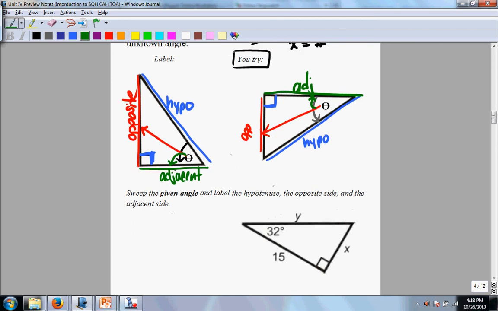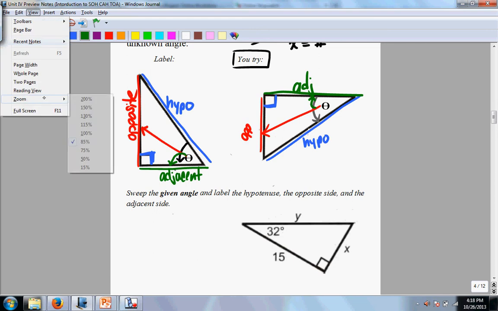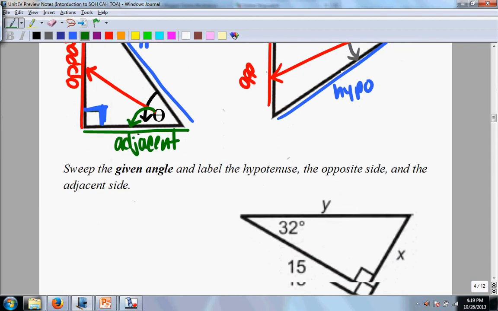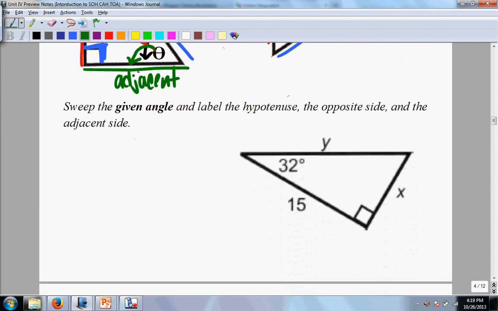The rest of the lesson will not make any sense unless you're able to do this accurately, so I'd like you to try this again on your own. I'm going to pause here. I'd like you to, once again, sweep the given angle, find the hypotenuse, the opposite side, and the adjacent side in this diagram. Go.